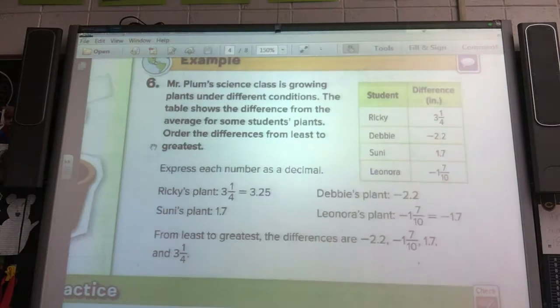All right, Mr. Plum's science class is growing plants under different conditions, and the table shows the difference from average for some students' plants. Order them from least to greatest. So there they were nice enough to already convert all of those into decimals for us.